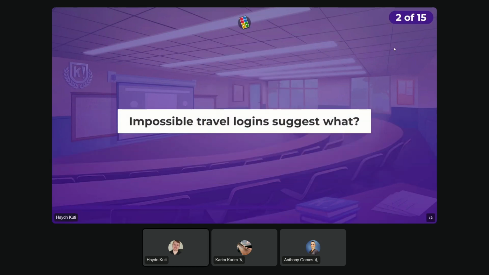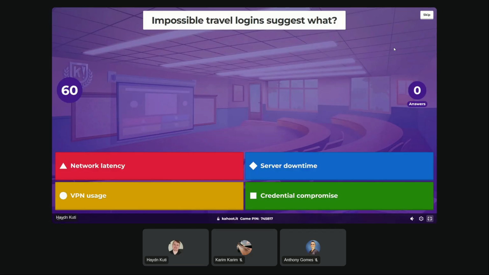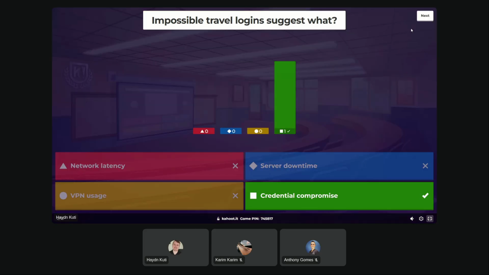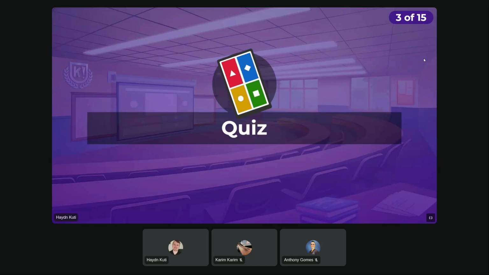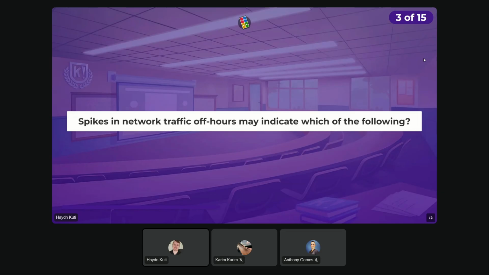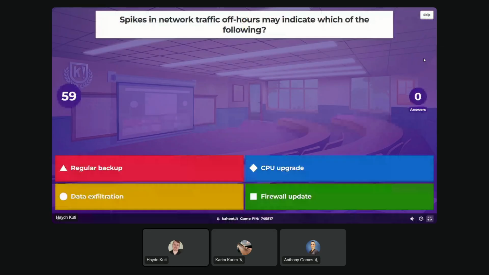Impossible travel login suggests what? Network latency, server downtime, VPN usage, credential compromise. Excellent. Spikes in network traffic off hours may indicate which of the following? Regular backup, CPU upgrade, data exfiltration, firewall update.